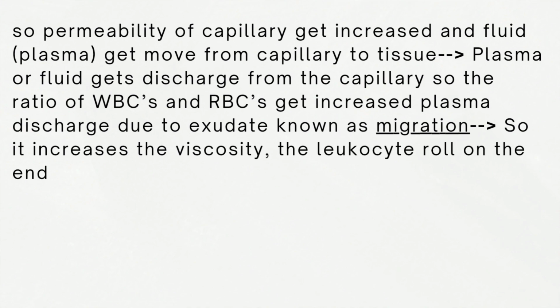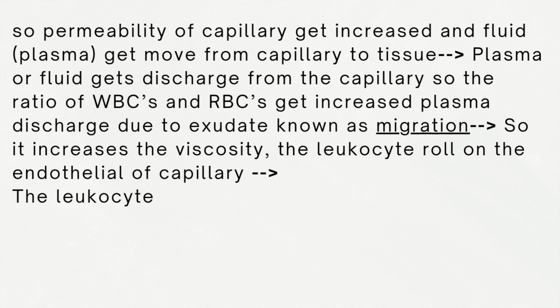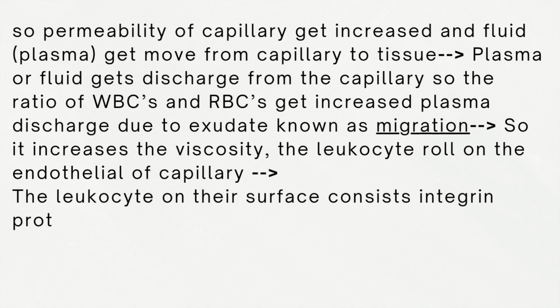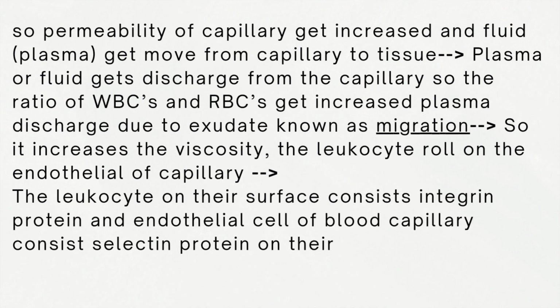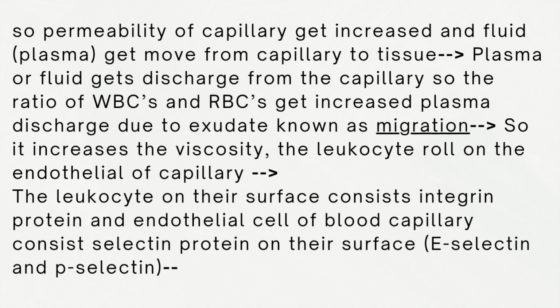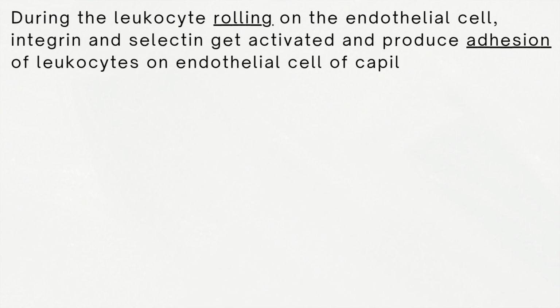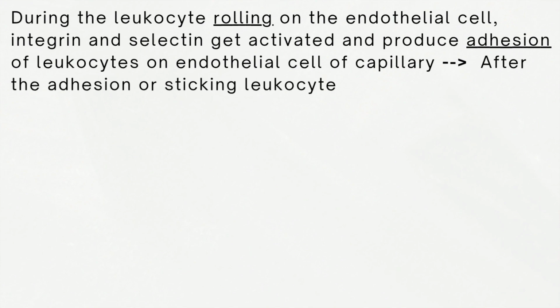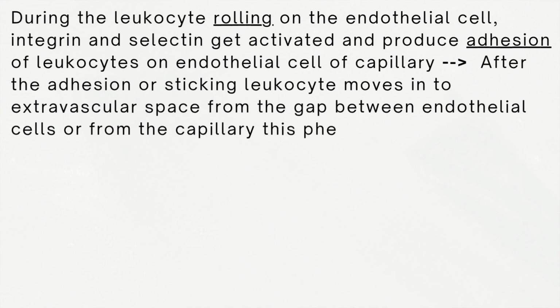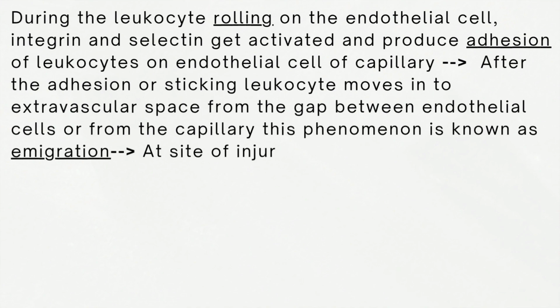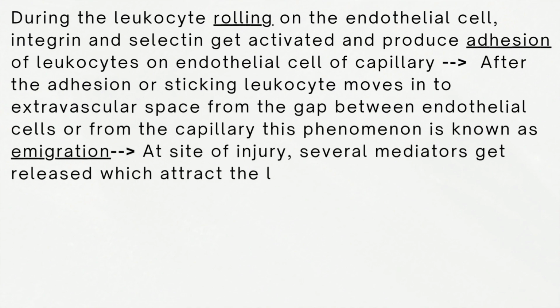The leukocyte rolls on the endothelium of the capillary. The leukocyte surface consists of integrin protein, and the endothelial cells of the blood capillary consist of selectin protein on their surface, E-selectin and P-selectin. During the leukocyte rolling on the endothelial cell, integrin and selectin get activated and produce adhesion of leukocytes on the endothelial cell of the capillary. After the adhesion or sticking, the leukocyte moves into the extravascular space through the gap between endothelial cells, a phenomenon known as emigration, to the site of injury.